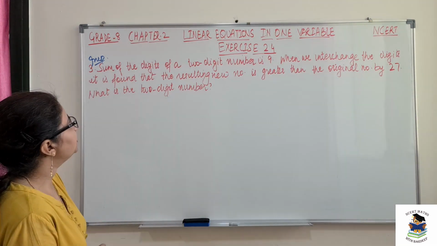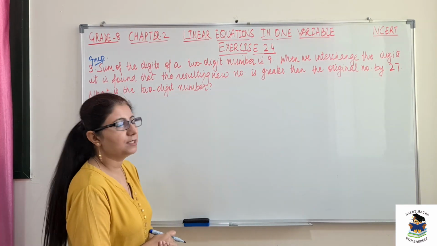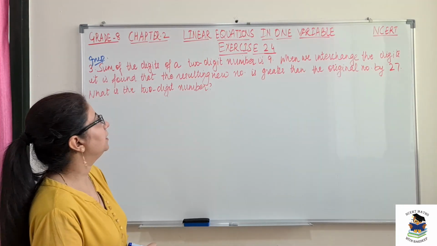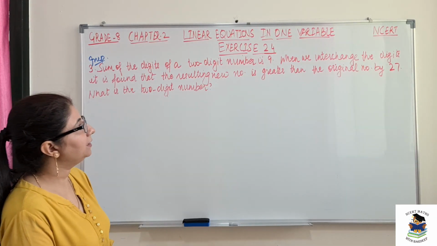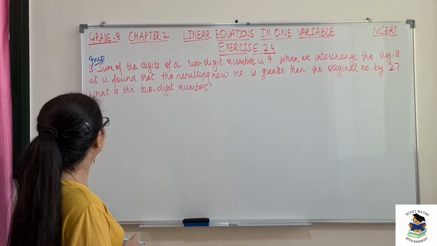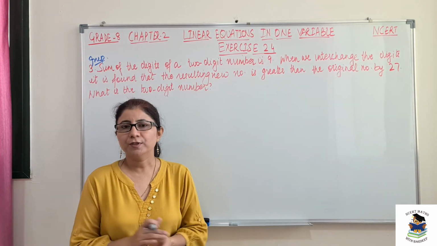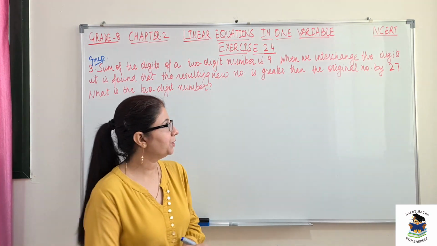The sum of the digits of a two-digit number is 9. When we interchange the digits, it is found that the resulting new number is greater than the original number by 27. So what is the two-digit number? So now let's first see how to solve this type of question.